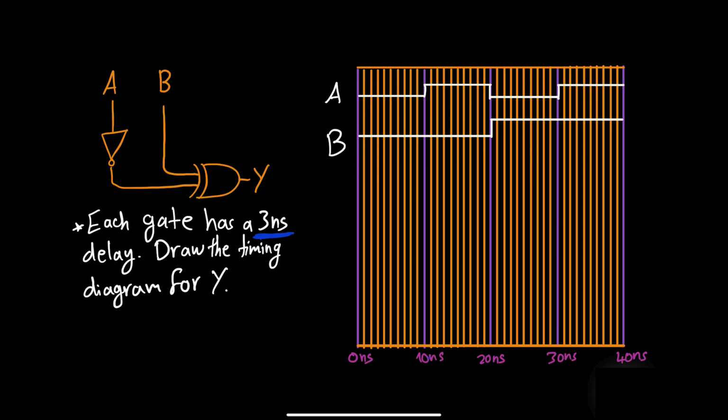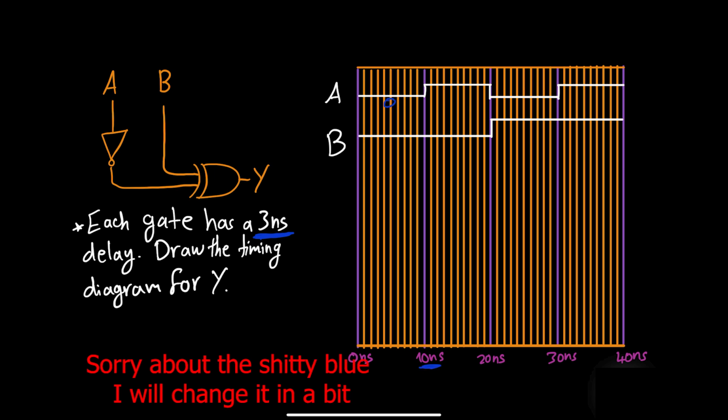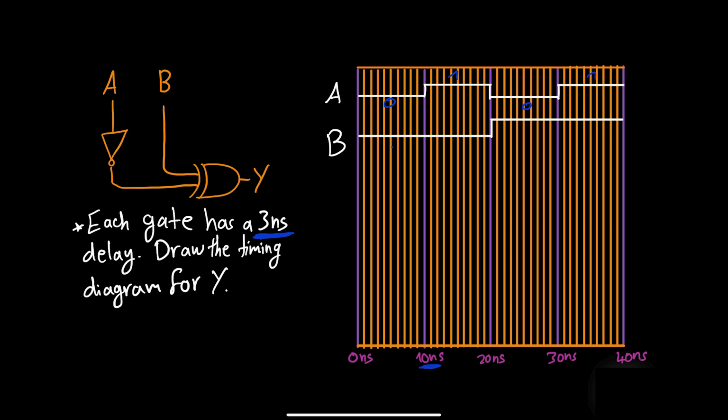So in the first 10 nanoseconds, A is 0 and then it becomes 1 and then 0 and 1 again. For B it is 0 and 0 and then 1 and 1. Now the most important thing here is to go step by step, and I mean you go gate by gate. You start with the first gate that gets the inputs and then you build on it.